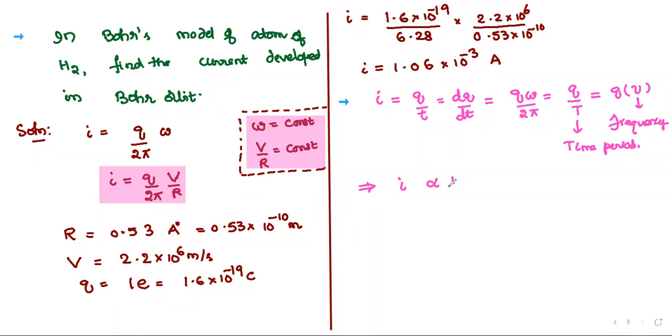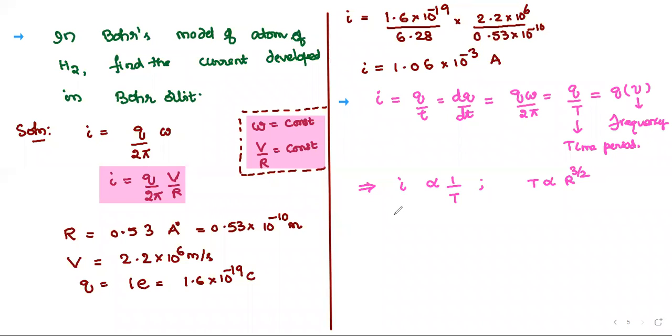I is inversely proportional to time period. And for circular orbits, according to Kepler's law, applicable for microscopic and macroscopic, even for electrons we can apply: T square is directly proportional to R cube, that is R power 3 by 2.